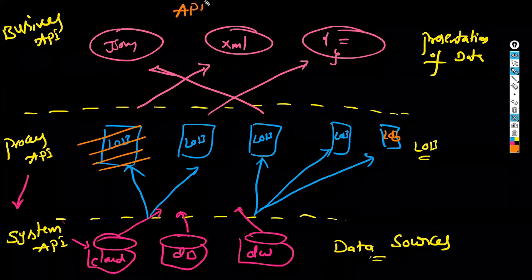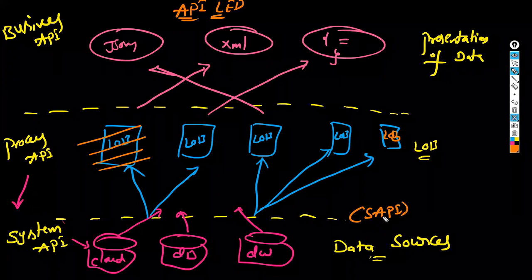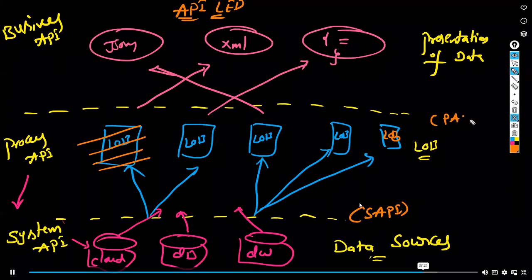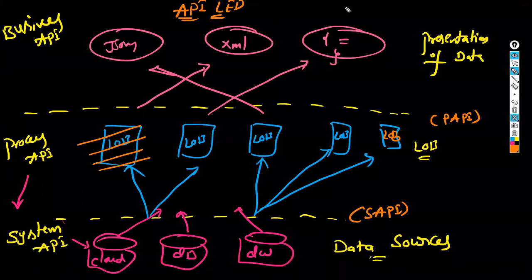Whatever you are seeing, we call it API-led architecture. Got it? Technically, the system API is sometimes called SAPI, where S indicates system API. The process API we can call PAPI, and the business API we can call BAPI.